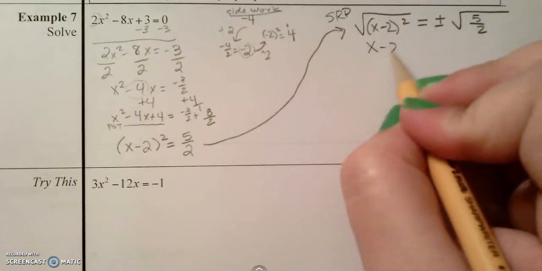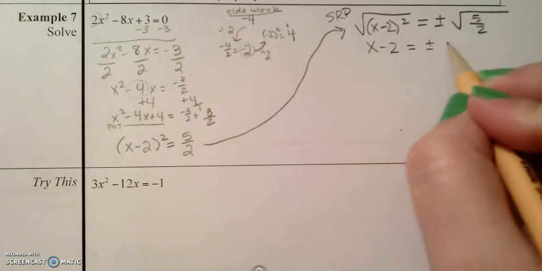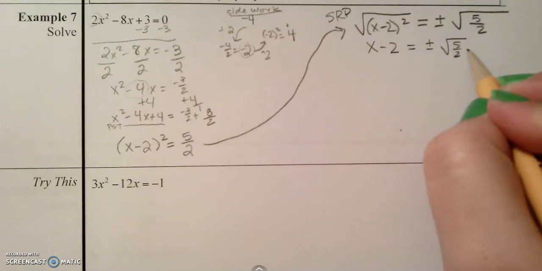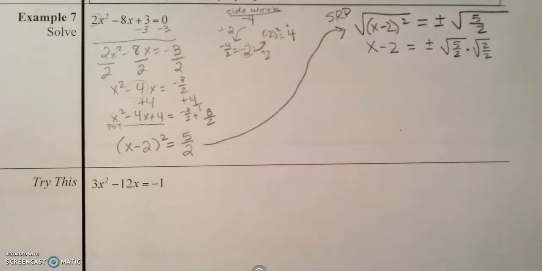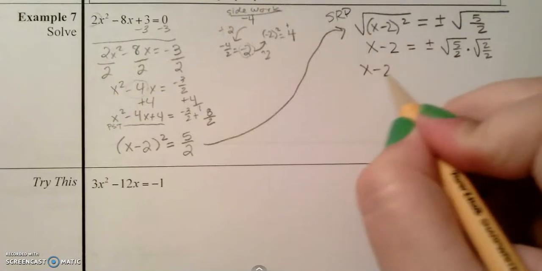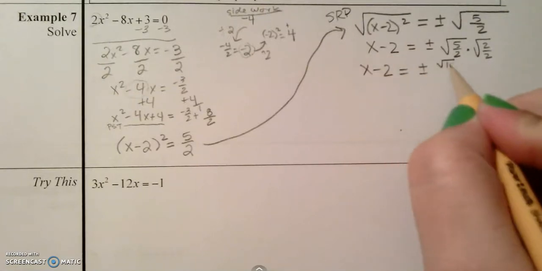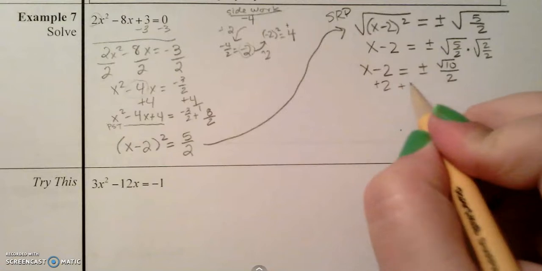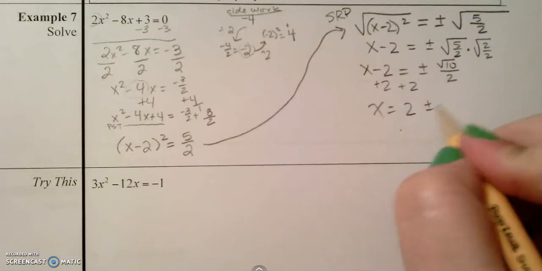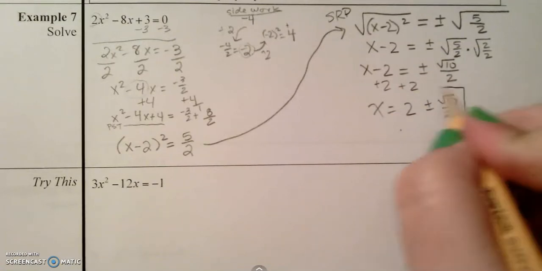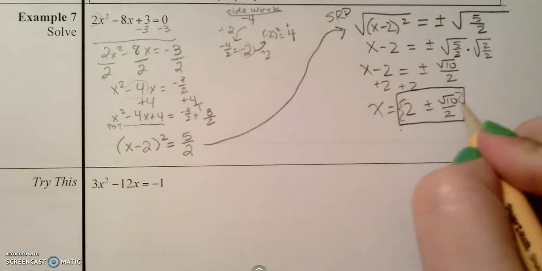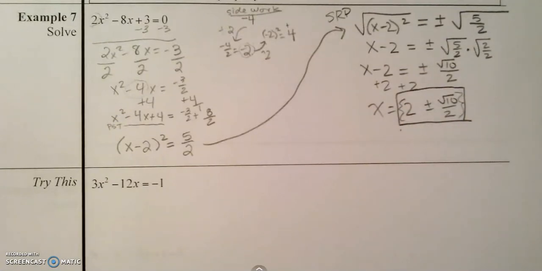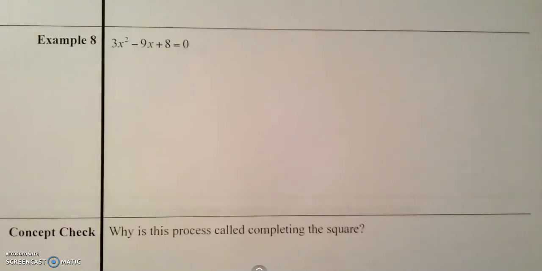So we get that x minus 2 equals plus or minus the square root of 5 halves, which we need to rationalize. So x minus 2 equals plus or minus the square root of 10 over 2. Add 2 to both sides, and x equals 2 plus or minus the square root of 10 halves. Now there's two answers here, so we put it in set brackets to notate it. But again, we do not put the set brackets in Math Excel. Pause the video and do the try this. When you finish the try this, we'll continue on to example 8.